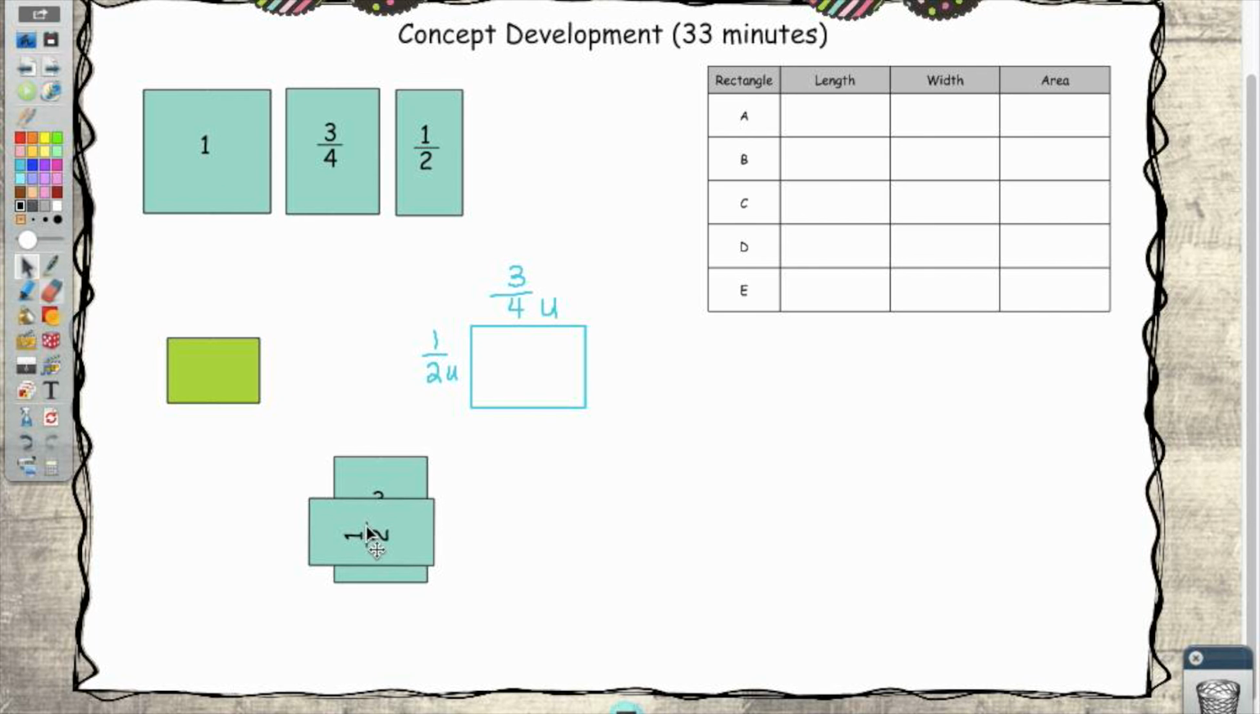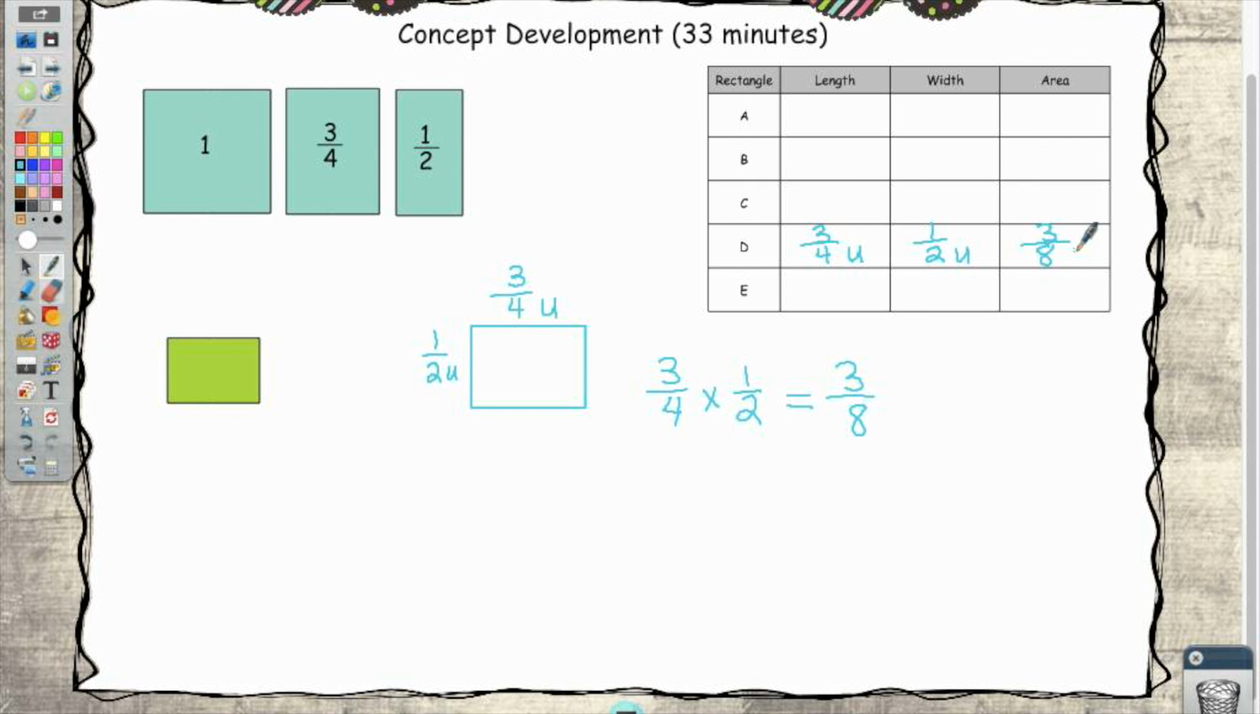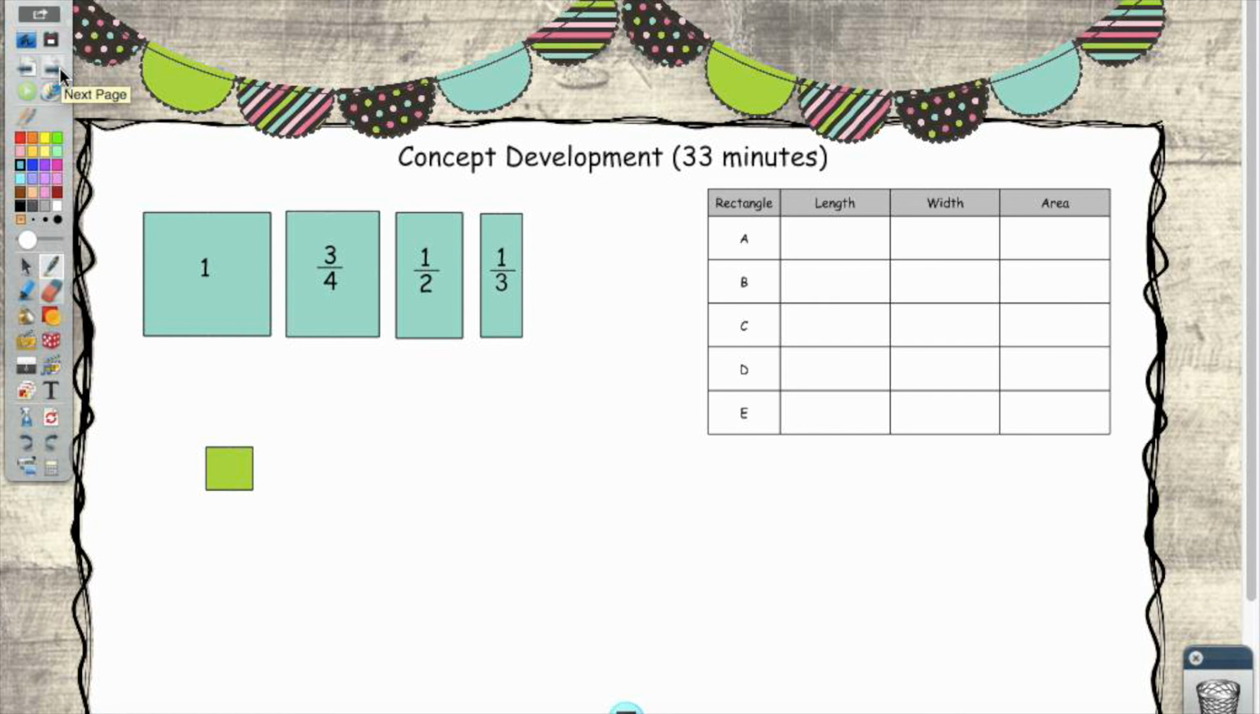Who knows what I need to write? Nope, because length times width equals area, right? So 3/4 times 1/2. Solve the problem. What'd you get? 3/8. Wait, what?